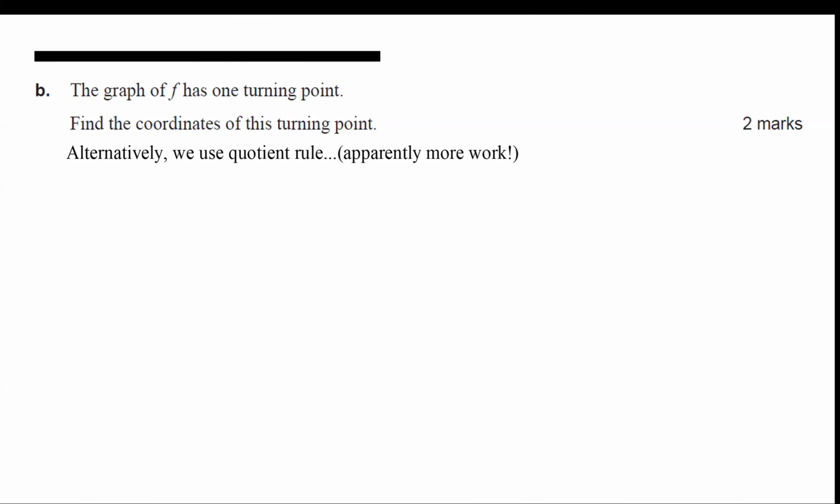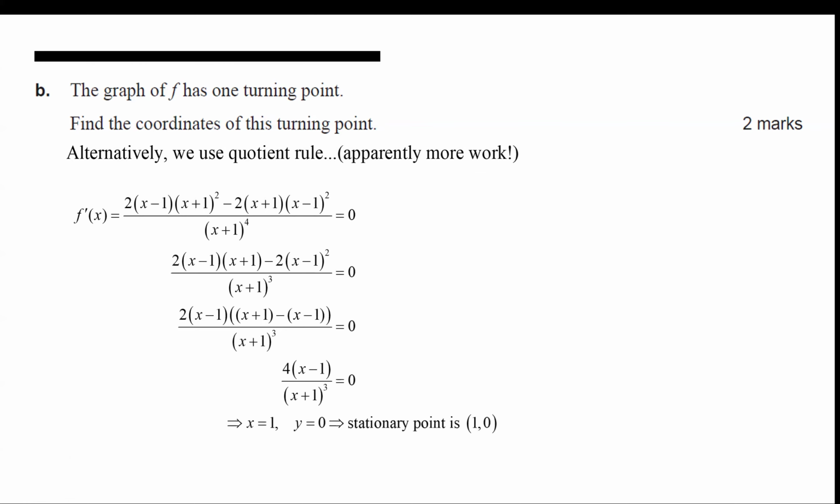Well, it is also possible to use the quotient rule, but apparently it involves more work, more algebra, and it's more prone to making errors or silly mistakes. So you have to be very careful with your quotient rule, like x plus 1 squared, when you differentiate that, x minus 1 squared, what are you going to get after you differentiate the perfect square?